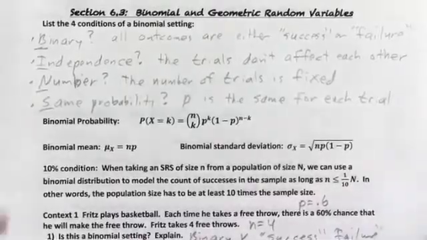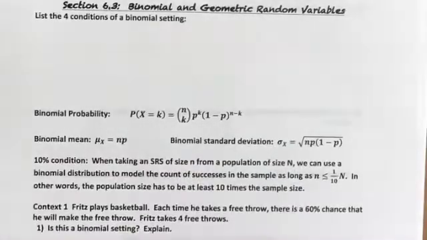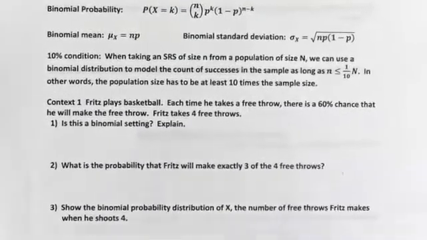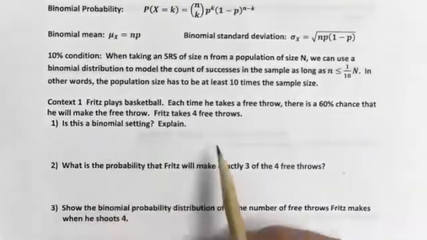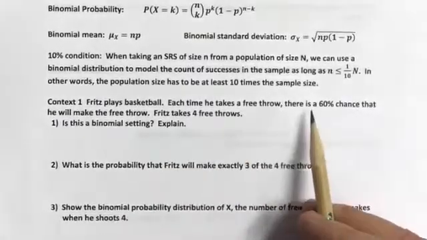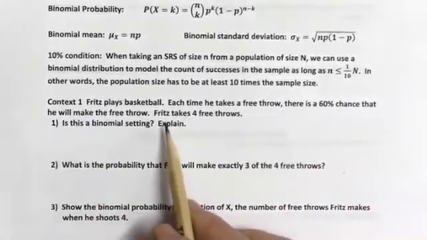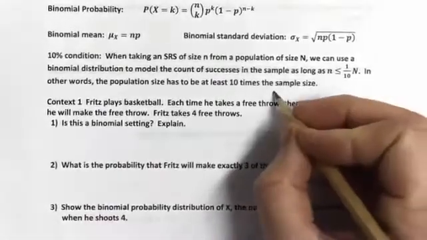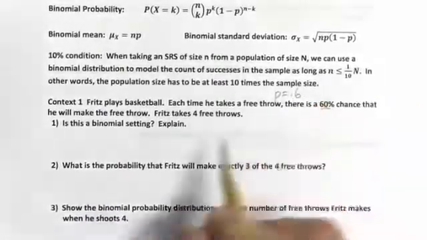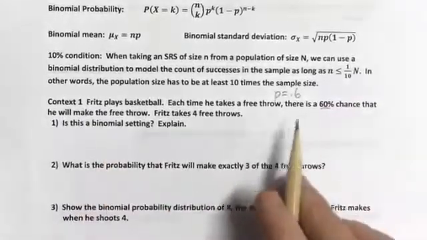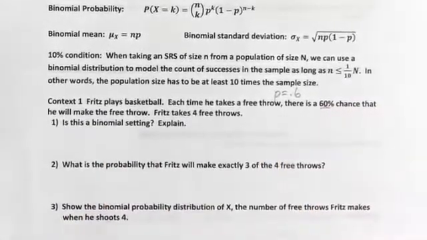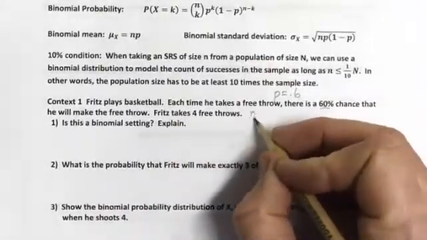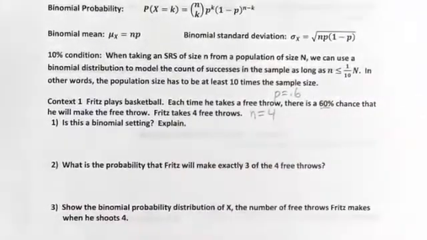So let's do some problems. That's the best way to really understand this stuff. This one says: Fritz plays basketball. Each time he takes a free throw, there's a 60% chance he'll make a free throw. Fritz takes 4 free throws. So 60% chance, that's my P, and it does not change in the problem. It says each time he takes a free throw, it's 60%. So that would meet that condition. And there's our N. So our sample size, or our number of trials, is 4.